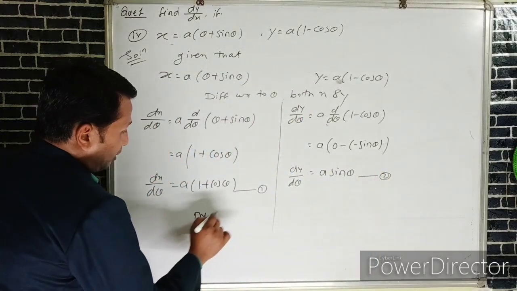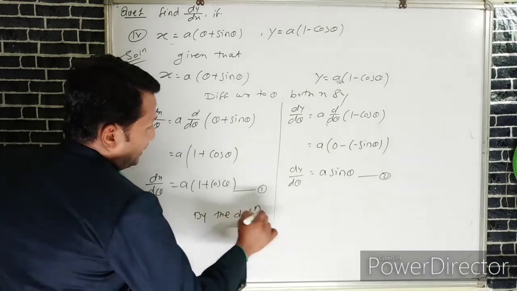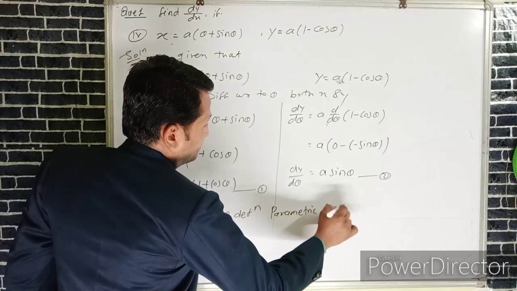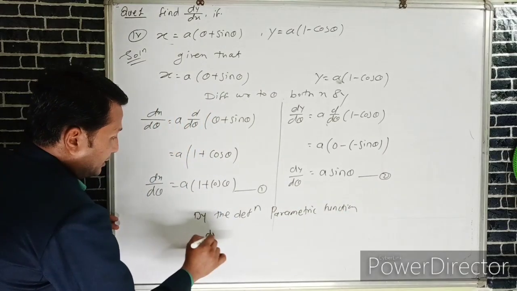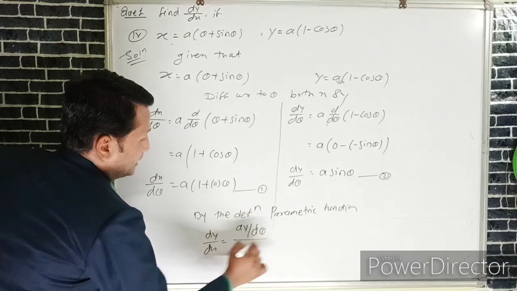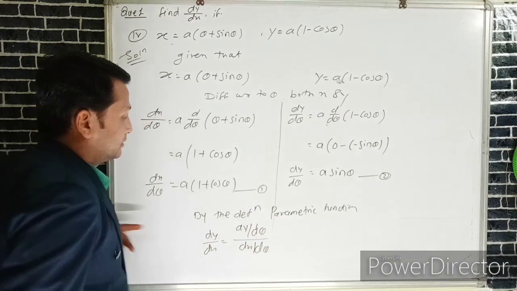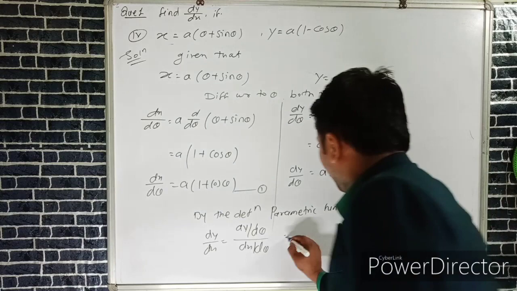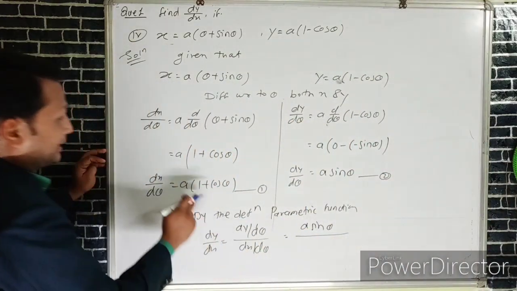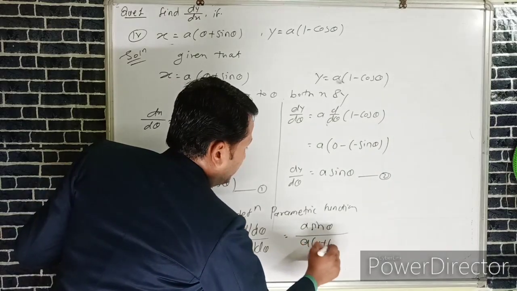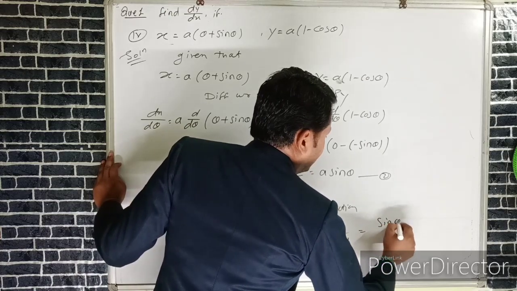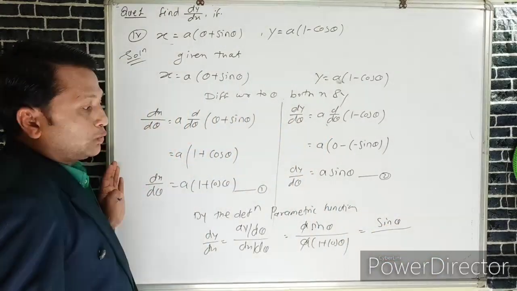By the definition of parametric function, we can write dy upon dx is equals to dy upon d theta upon dx upon d theta. Similarly, if we put the value of dy by d theta as a sin theta and dx by d theta as a into 1 plus cos theta, here a is cancelled, and we can write sin theta upon 1 plus cos theta.